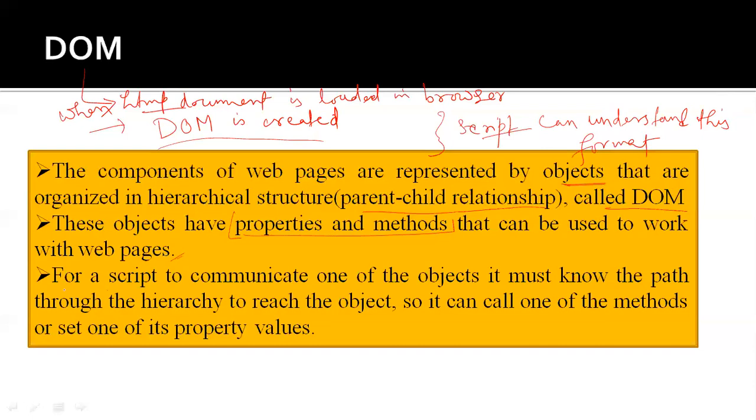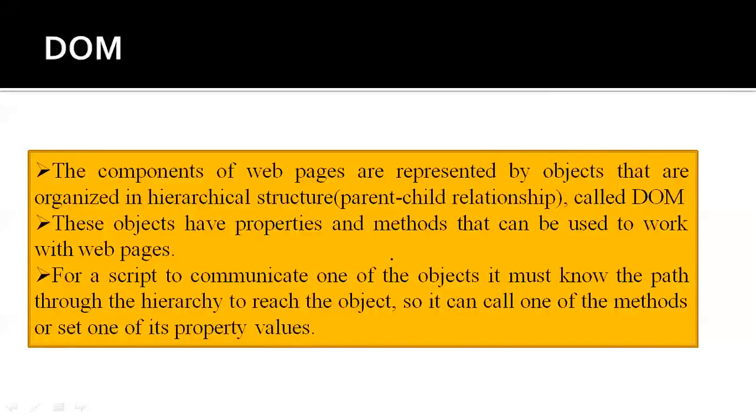As you can see here, for a script to communicate with one of the objects, it must know the path through the hierarchy to reach the object. So it can call one of the methods. Also, we can set one of its property values.